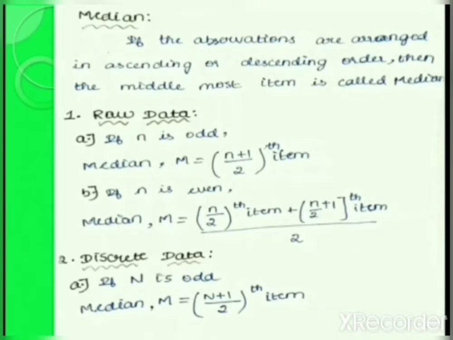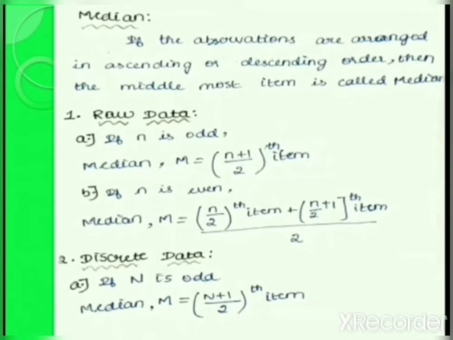If n is odd, then our median formula is the n plus 1 by 2th item. If n is even, then our median formula, capital M, is equal to the n by 2th item plus the n by 2 plus 1th item, the whole thing divided by 2.